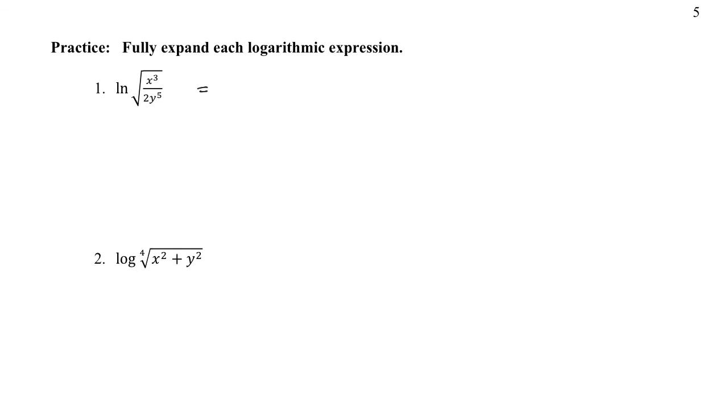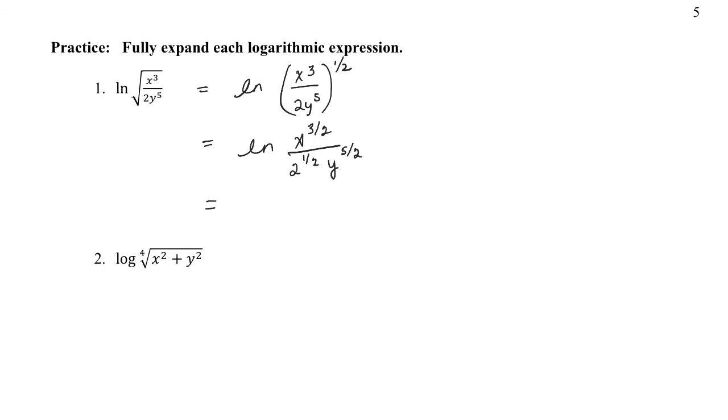Okay, so for this one, first thing I want to do is get rid of the radical. So the ln, this will be x cubed divided by 2y to the 5th, the entire quantity raised to the 1/2. So that's the ln of x cubed to the 1/2. So 3 times 1/2 is x to the 3/2 divided by, remember, each of these quantities is to the 1/2. So this is 2 to the 1/2. Y, 5 times 1/2 is 5/2.